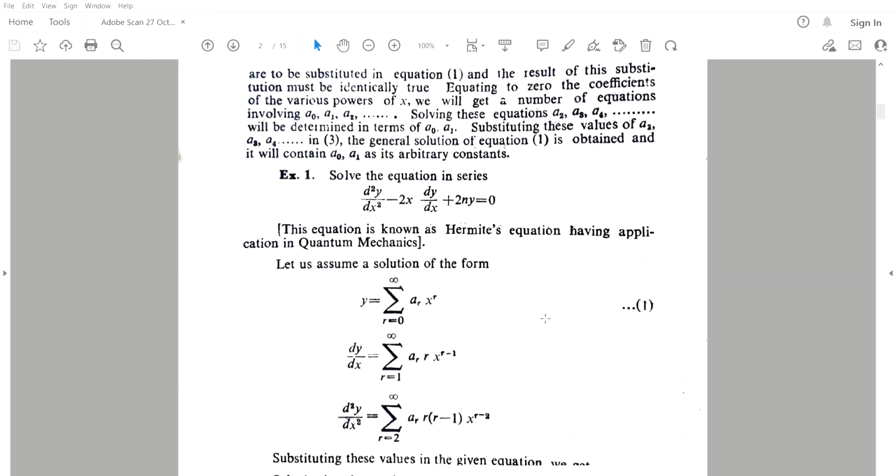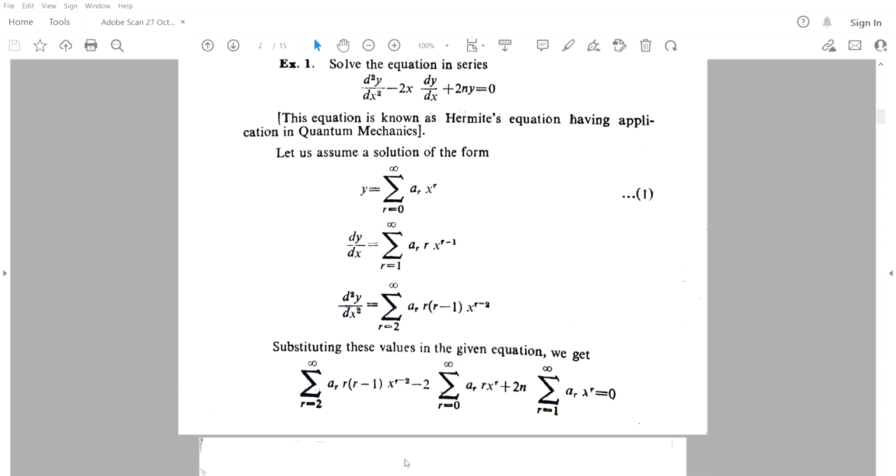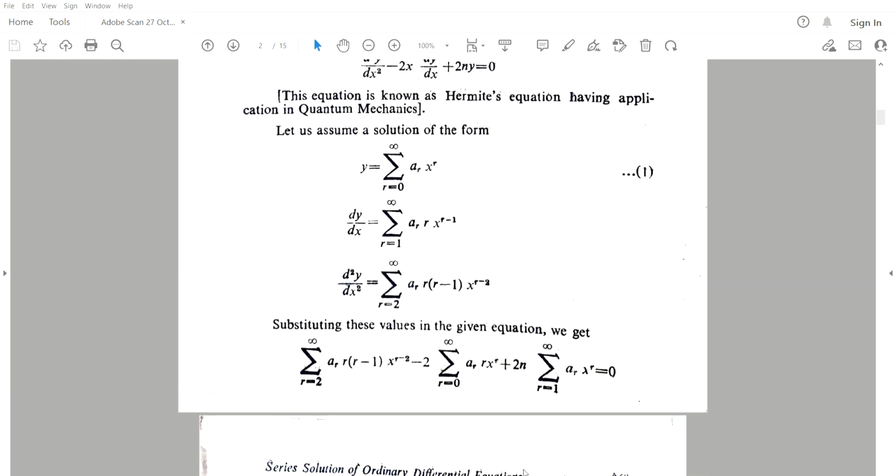Depending on the roots of the indicial equation we must have 3 cases. Only one case is discussed, that is case number 1, which we have solved for this given equation.